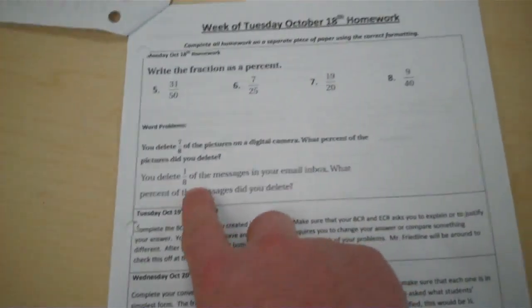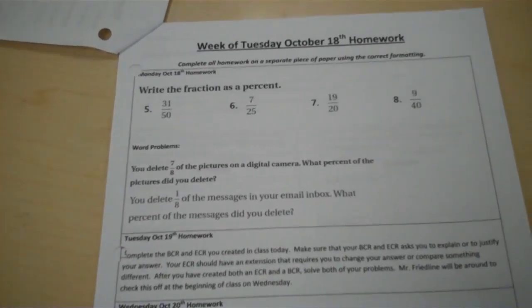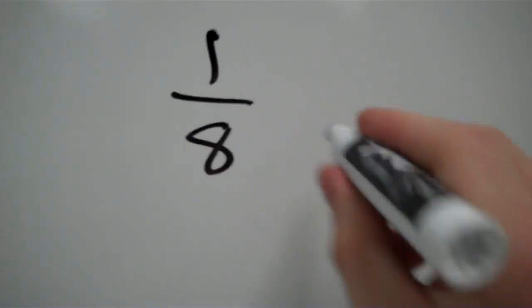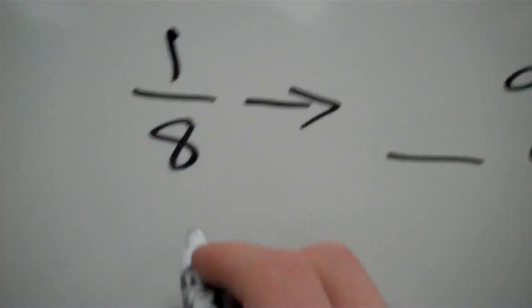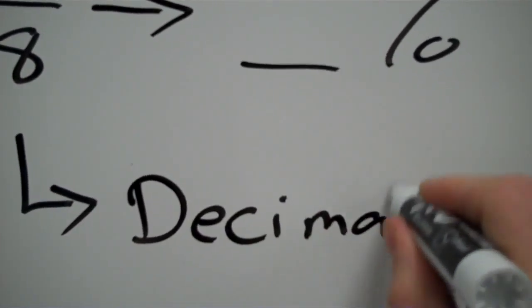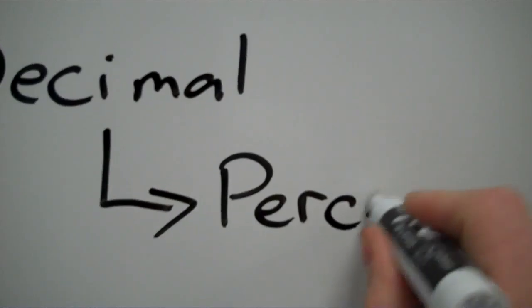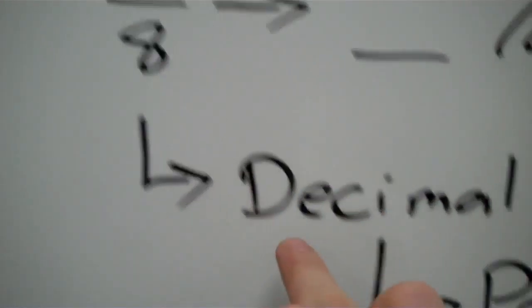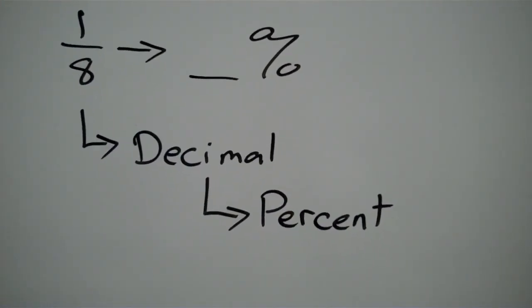Let's do the word problem first. You delete 1/8 of the messages in your email inbox. What percentage of the messages did you delete? So I'm going to start with a fraction, which is 1/8, and I want to turn this into some percent. Now I know to do this I have to turn my fraction into a decimal first, and then from a decimal I can turn it into a percent. The reason why all of your problems tonight are turning a fraction into a percent is because that's the hardest thing to do. So we need some more practice on this because our test is Friday.